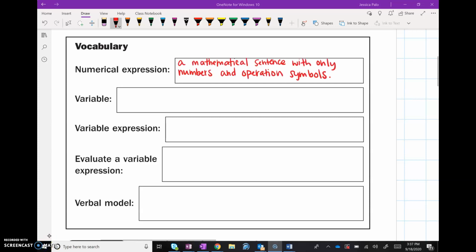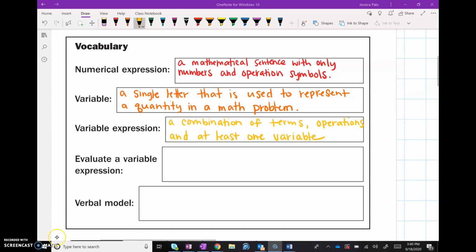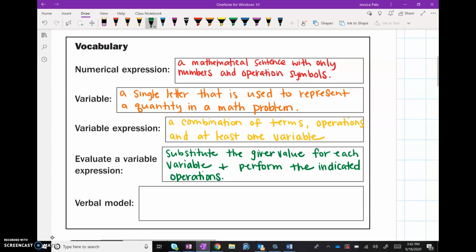A numerical expression is a mathematical sentence with only numbers and one or more operation symbols. A variable is a single letter that is used to represent a quantity in a math problem. A math problem that contains a variable is called a variable expression. It's a combination of terms, operations, and at least one variable. To evaluate a variable expression, you will substitute the given value for each variable and perform the indicated operation or operations.